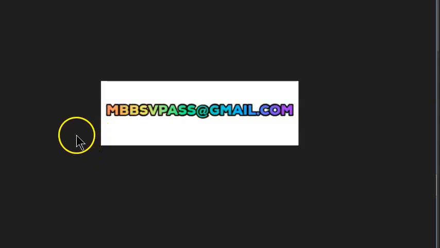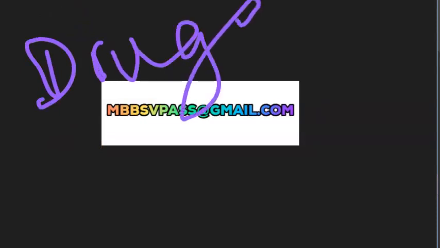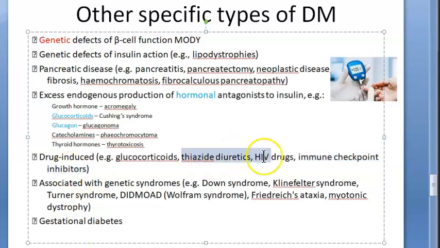Types of diabetes mellitus based on the cause. Now what are we looking at? Drug induced. That means this person has taken some drugs. Which drugs are they talking about? Cancer drugs, HIV drugs, steroids they are taking. Then what else did we see? We saw, okay, thiazide diuretics. I didn't know that diuretics will cause this problem.